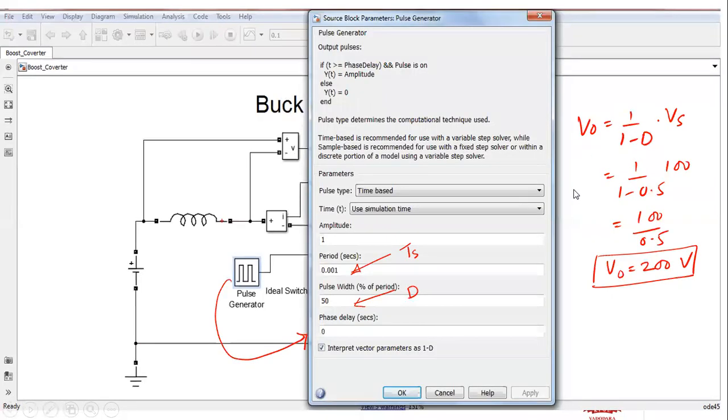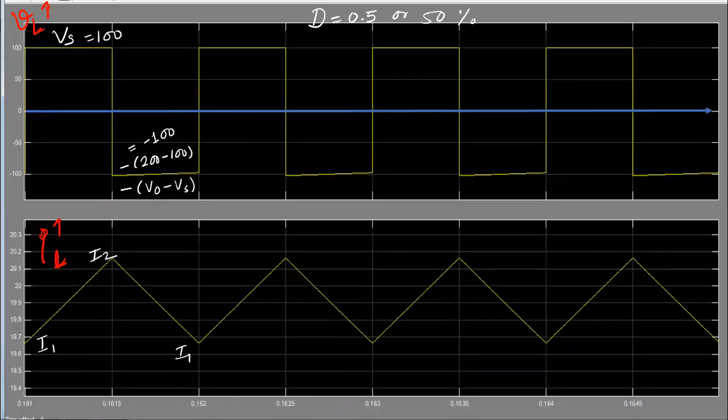Now, suppose I would like to select the duty ratio to be 0.5 or 50%, then expected output for 100 volt input is going to be 200, right? So now we'll see the simulation and verify the same. Here you can see, I'll show the simulation slightly later, that the voltage across inductor is Vs, and this is minus of V0 minus Vs. So it is 100 and minus 100. Right? The output voltage is going to be 200 volts.